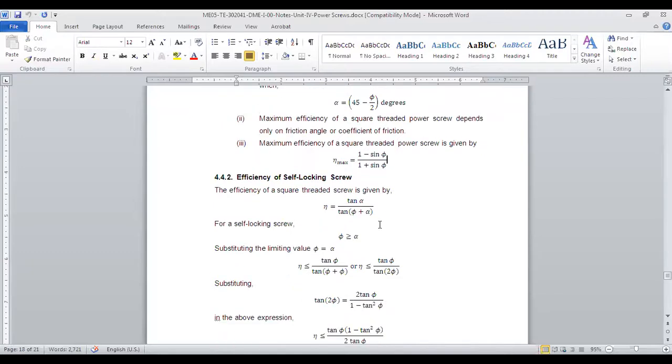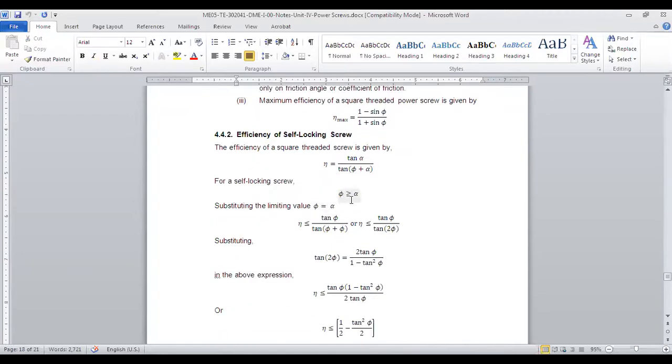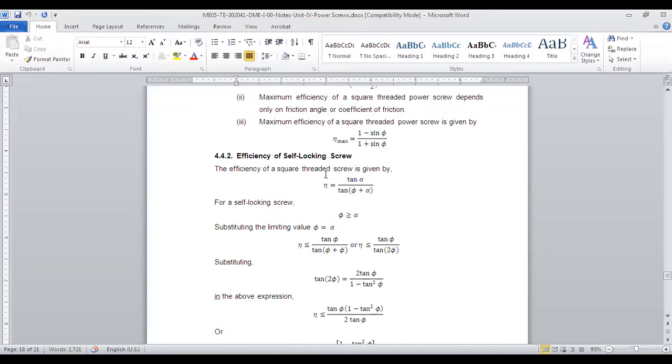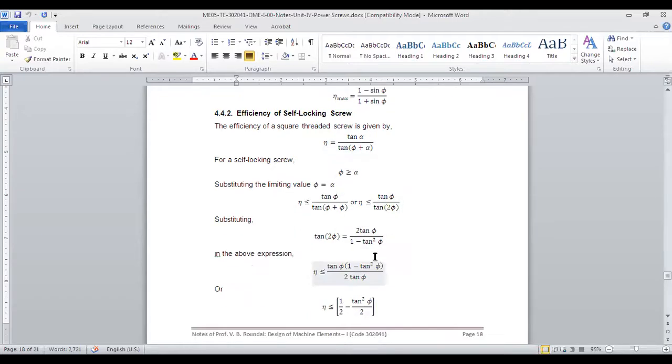Okay. Now, since we have seen the efficiency of a square thread, we will now see the efficiency of a self-locking screw. What is the difference for a self-locking screw? For a self-locking screw, phi is always greater than alpha, which means the angle of friction is always greater than alpha. So that is always true. But if we take a limiting condition, that means phi is equal to alpha, and if we put phi equal to alpha here, you will get tan phi upon tan of phi plus phi, which is tan phi upon tan 2 phi.